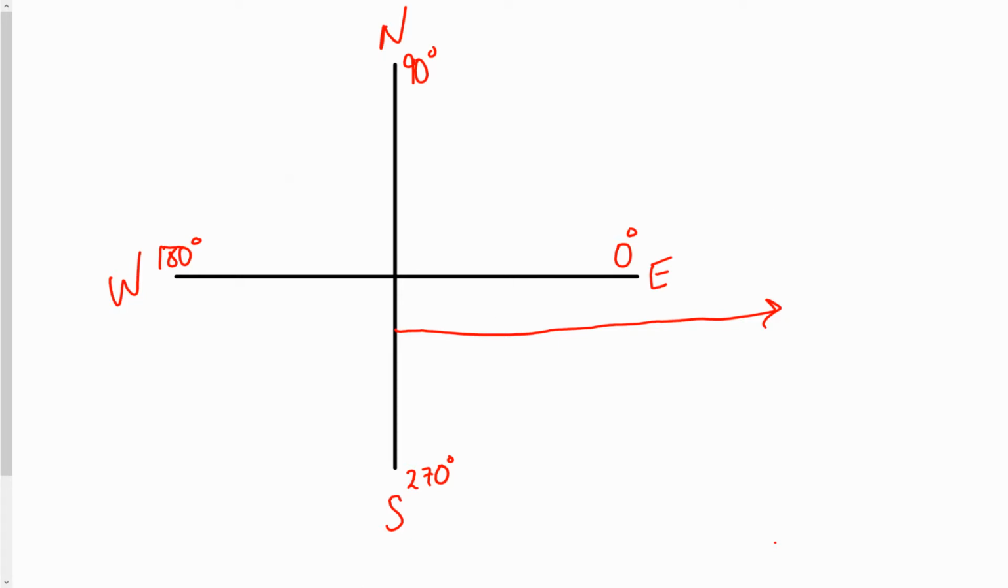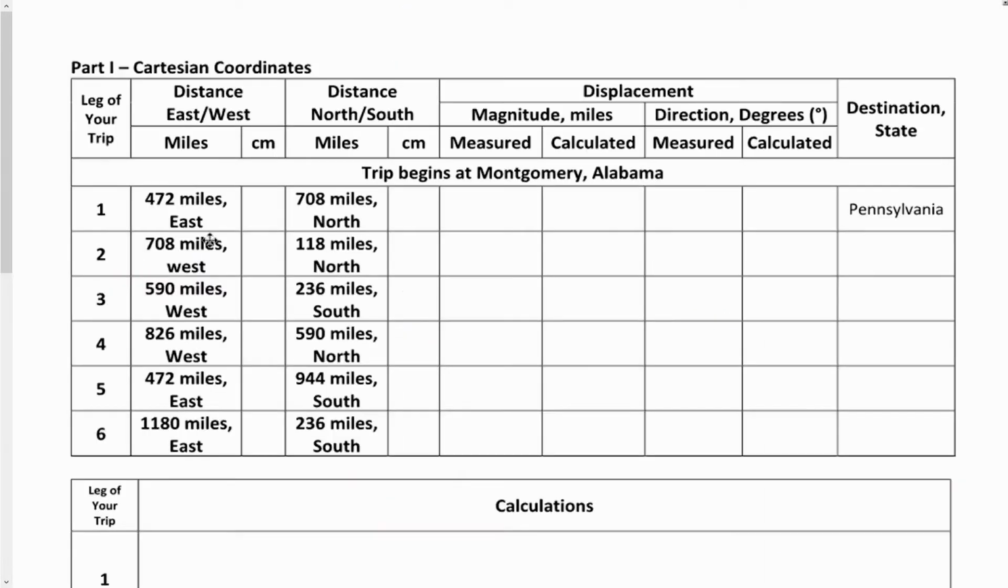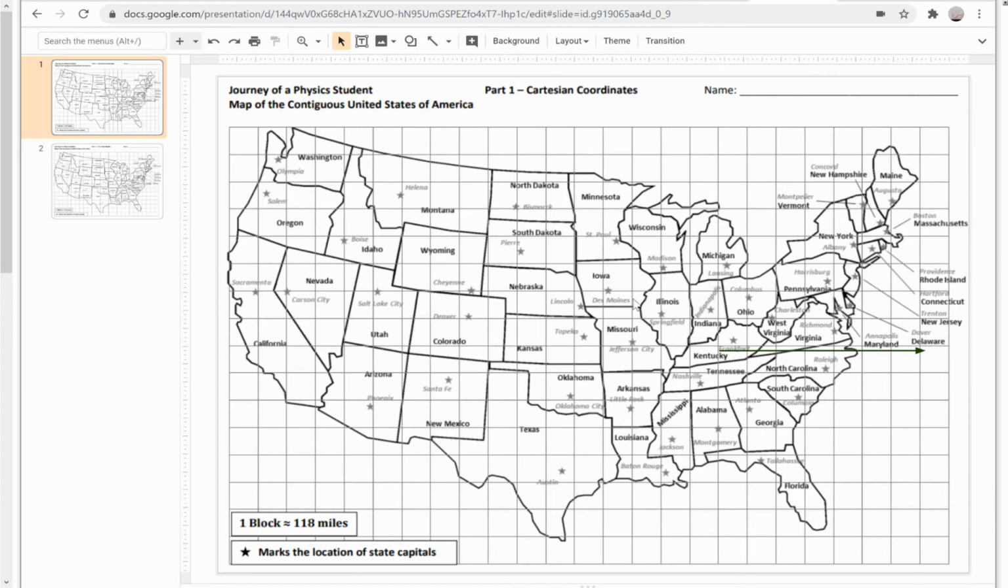In order to do this lab, the first part is essentially Cartesian coordinates. So what you're going to do is go to the Google file that your teacher gives you, and it's going to look like this, Journey of a Physics Student. You'll be given the map. Here's the one that says Cartesian coordinates, and I'm going to show you how to actually do this in this Google slide that you've got. Depending on how your teacher gives it to you, one of the first things you may have to do is go through and save a copy of this so that you're able to edit it. So just keep that in mind if necessary.